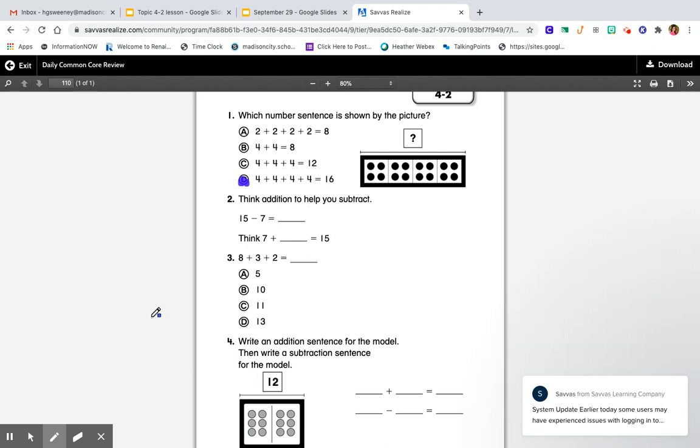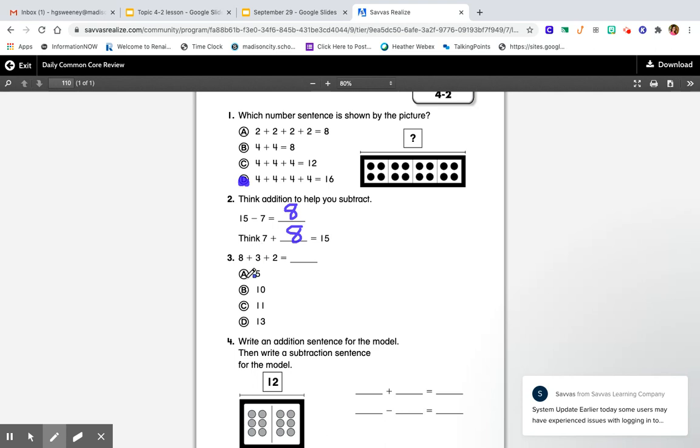All right, now let's move to number 2. Think addition to help you subtract. Now, we talked about a little bit of this last week. If I'm looking at the problem 15 minus 7 equals blank, in my head, I can be thinking, okay, 7 plus what equals 8? Because then that's going to be the answer. I know that 7 plus 8 equals 15, so I know 15 minus 7 equals 8.